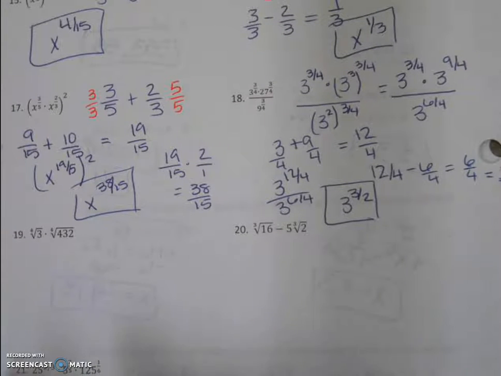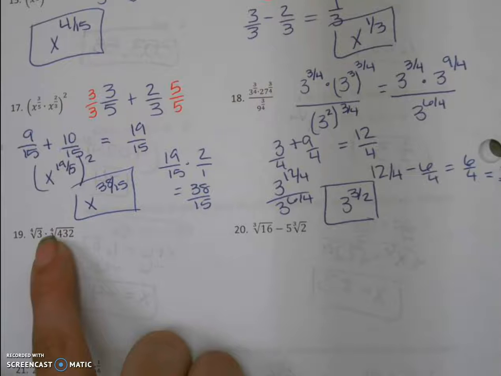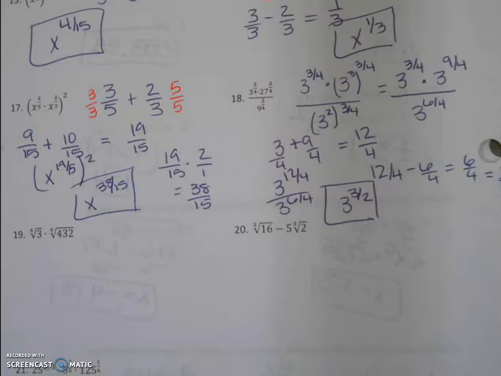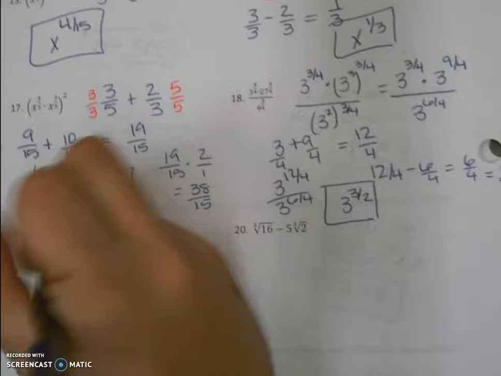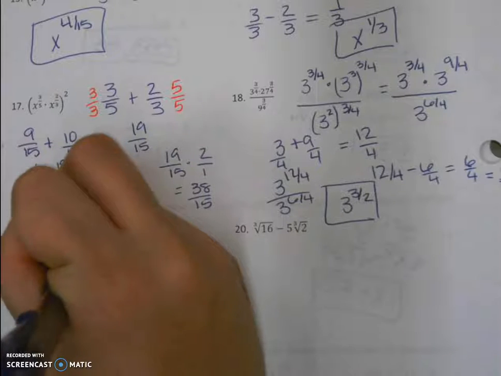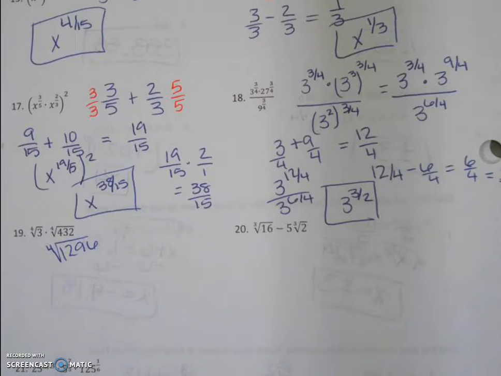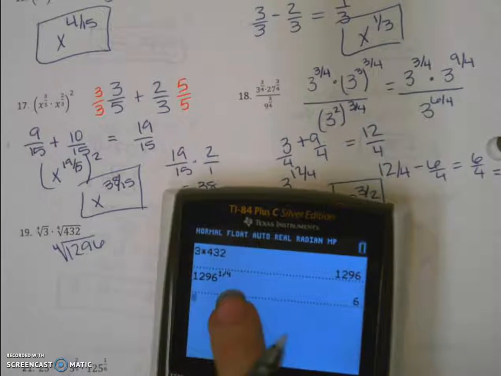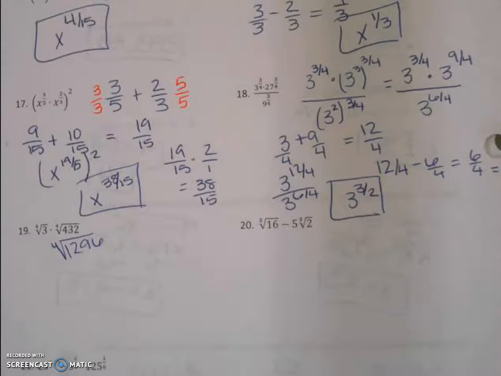Moving on, number 19. Because they both have the same number in front of the radical, I want to multiply the numbers inside, so I'm going to do 3 times 432, which is 1296, and I believe this one is a perfect 4th root. Yeah, so if I type in 1296 to the 1/4 power, it gives me just 6.